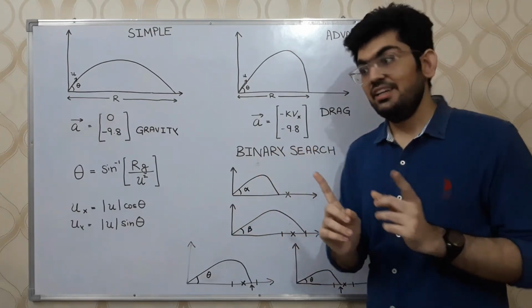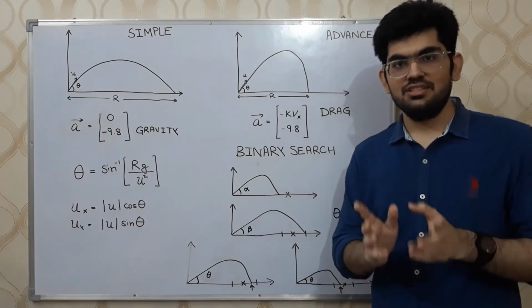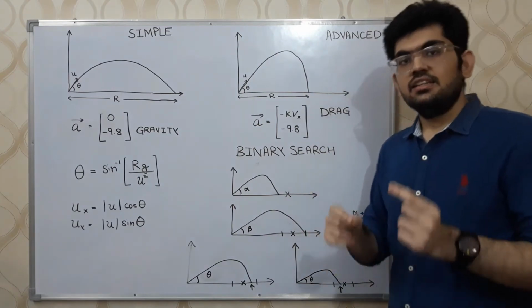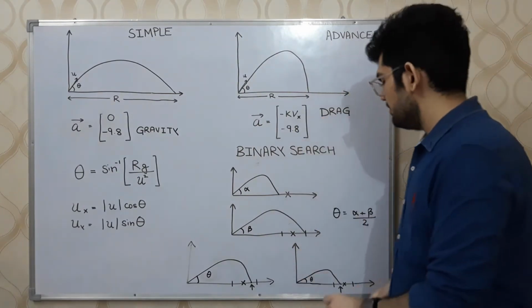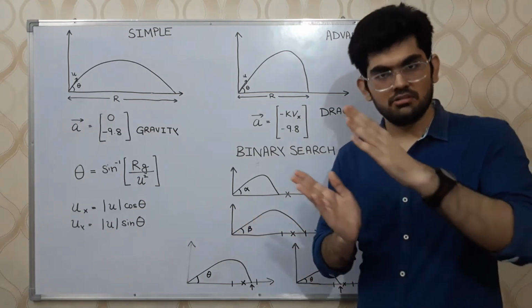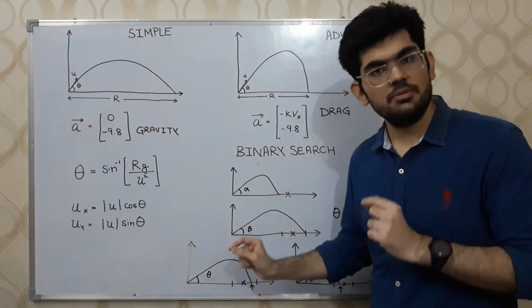Now it is important that we take the alpha and beta values in such a way that one lies before the target and one lies after the target. Then for the next iteration of the algorithm, we are going to take theta, which is the average of the two values, the value that is between alpha and beta. Then we are going to throw the projectile again.